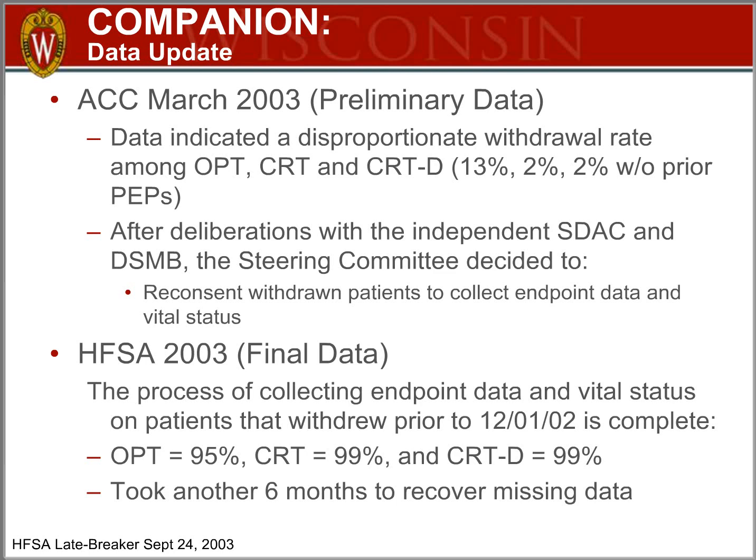In the fall of 2003, the final data were presented to the Heart Failure Society of America meeting, and the process of collecting the endpoint data and vital status was as complete as it was going to get, but yet not perfect. The best medical care arm still had only 95% complete ascertainment, whereas the other two arms had 99%. It took 6 months to recover all of the missing data.